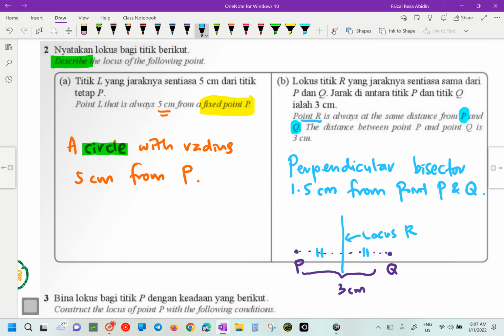Can, girls? Okay, that's described. Now, sorry, because I didn't remind you to bring your compasses.